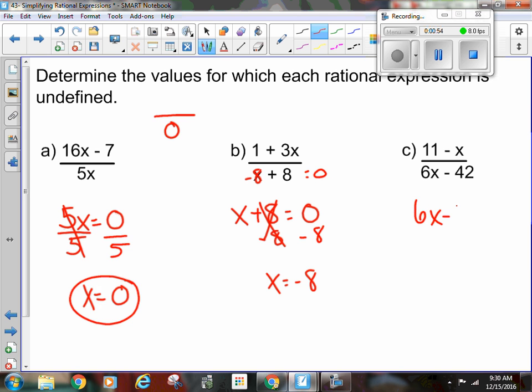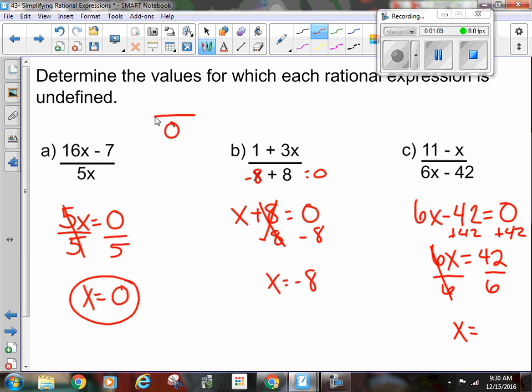And our last one like this, 6x minus 42 equals 0. So we add 42 to both sides. So 6x equals 42. So we divide each side by 6. So x cannot equal 7. And we should put in a not equals, because if x equals those values, then we get 0. So we say x can't equal those values.